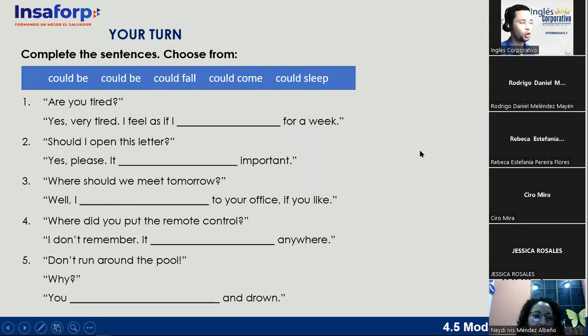Your turn. Complete the sentences, choose from: could be, could be again, could fall, could come, could sleep. We're going to do this exercise together because it's very simple, and it's just five items. So we're not going to work in the breakout rooms for this exercise, but we will for the ones that follow. The first one goes, are you tired? I need a volunteer for the first one, please. Raise your hand. Who wants to participate?